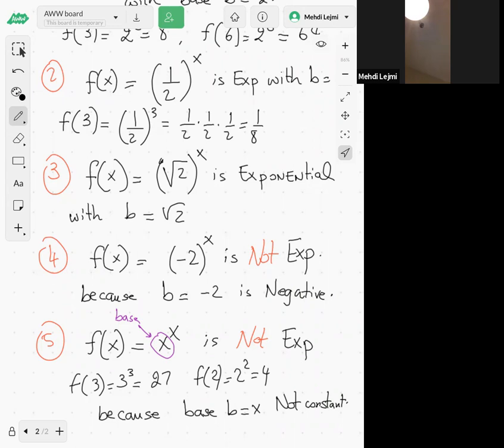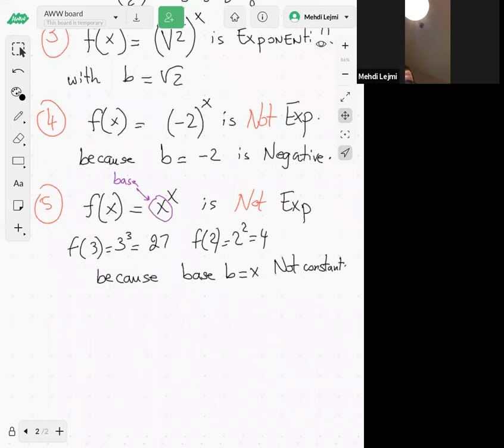One more thing, guys. As I said, if the base b is equal to 1, then 1 to the power x is equal to 1, and that's a constant function. So number 6, if you have f of x equal to 1 to the power x, the problem is that 1 to the power x is just equal to 1. It doesn't matter what x is, it's always 1. This is a constant function, so it's not exponential.